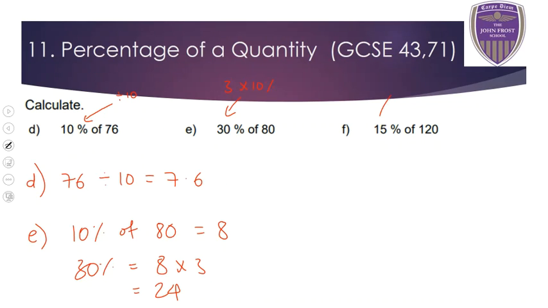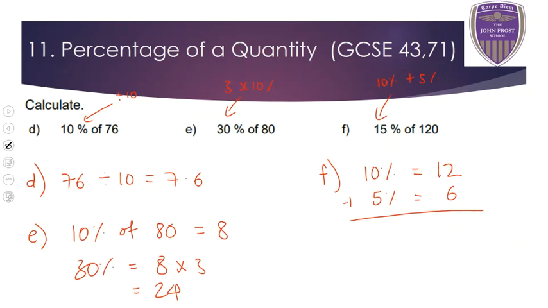And then for question F, again, there's a few ways of doing it, but most people would do 15% by doing 10% and then 5% afterwards. So for question F, 10% is divided by 10, so 120 divided by 10 is 12. And then 5%, use your common sense. If we know 10%, 5% is half of that amount, isn't it? So half of 10% would give you 5%. So in this case, half of 12 is 6.